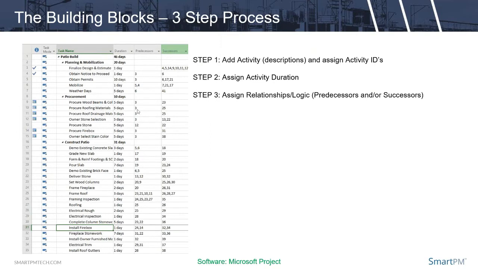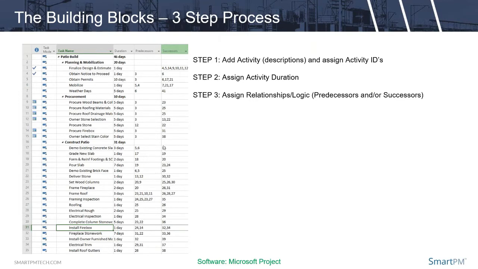So for example, right here, you'll see that there's a little 3. It says that procure roof drainage can't happen until number 3 happens, and that's number 3 right here. That's our identifier, and that says that I can't start procuring until my design is done, which makes all the sense in the world. If you look down here, here's an activity that says I can't grade my new slab until number 17 is done, and that's demo existing concrete slab. So you're not going to be putting any new slab in until the old concrete slab's out of there. And the successor to that is number 19, which says right here, form and reinforce footing. So you're not going to form and reinforce until your grades are done.